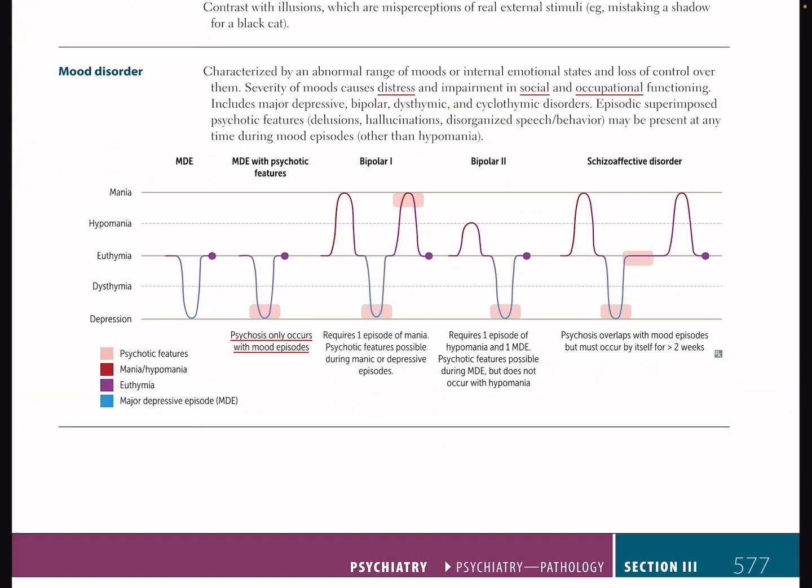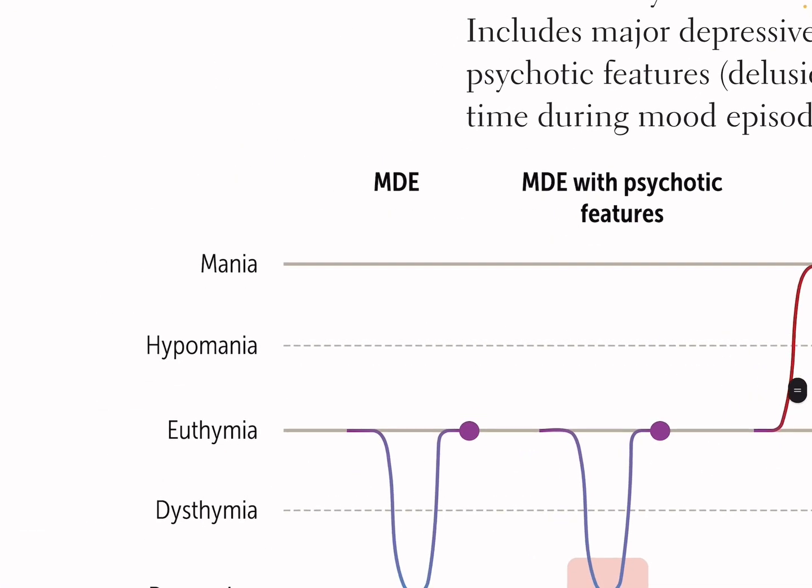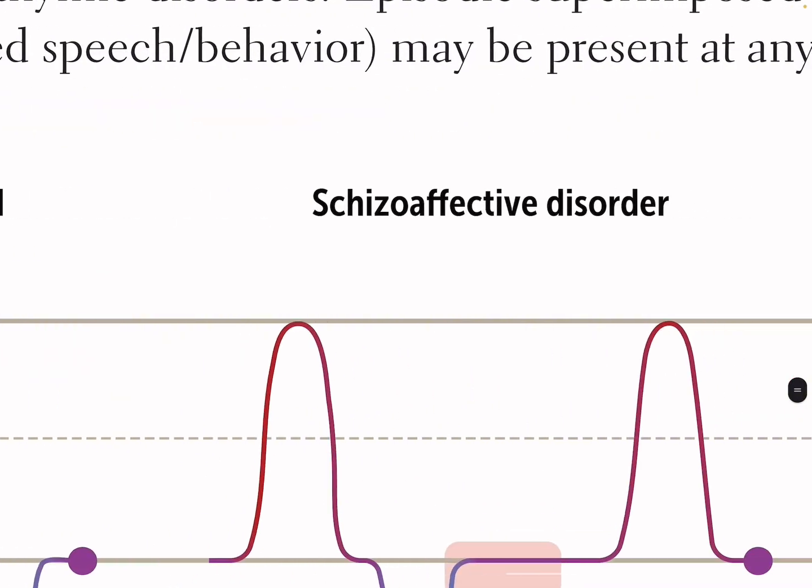Mood disorders are characterized by an abnormal range of moods or internal emotional states and loss of control over them. Severity of mood causes distress and impairment in social and occupational function. They include major depressive, bipolar, dysthymic, and cyclothymic disorders. Episodic superimposed psychotic features, such as delusions, hallucinations, disorganized speech, and behavior, may be present at any time during mood episodes other than hypomania. We have major depressive episode with psychotic features, bipolar 1, bipolar 2, and schizoaffective disorder.